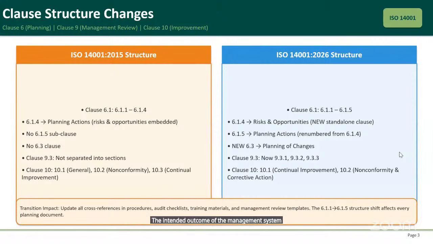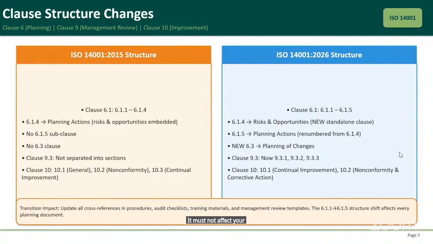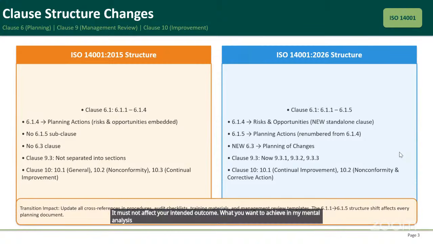What we are saying here is very simple. Any changes that occur in your process, maybe your production capacity, or you are using a new equipment or a new regulation, or there's a new technology, whatever you are doing in your changes, it must not affect your intended outcome, what you want to achieve for your environmental management system. Because you have set targets, you have set measurable targets, you have set your objective, you have put controls in place. All these things must not be affected by any changes that can occur.